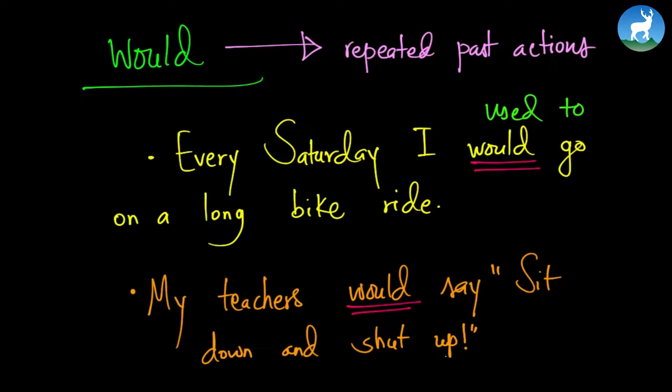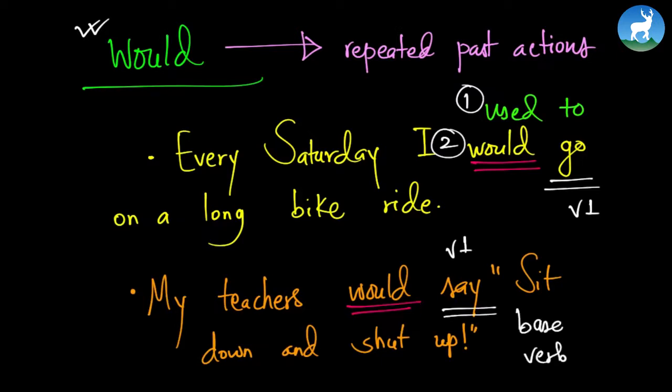So whenever we talk about repeated past actions, we can use any of the following structures. We can use used to or we can use would. And after would, we use V1 or the base infinitive, right? So we use V1 or the base verb after would. So it's simply would plus base verb.